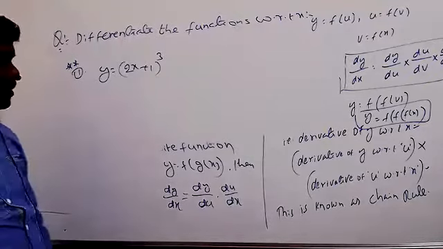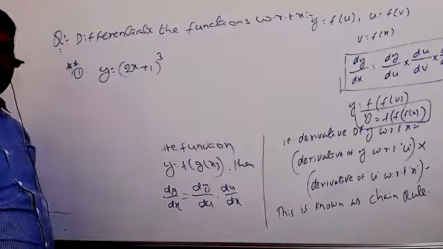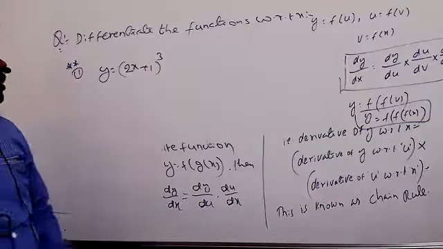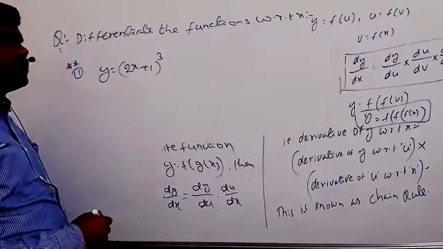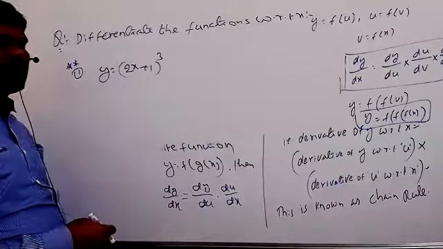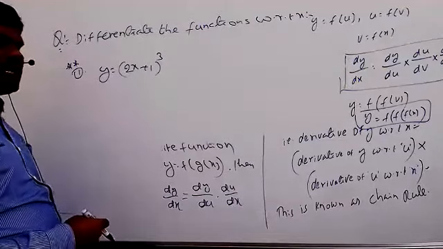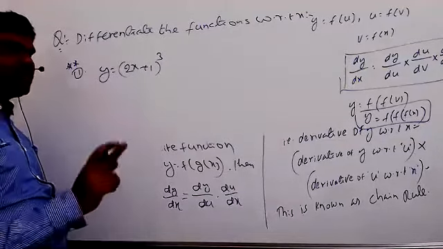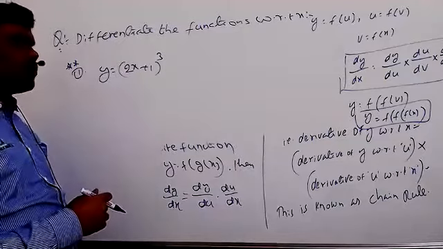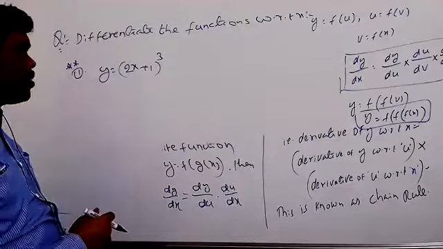Please tell me. Y equal to 2x plus 1 whole cube, we have to differentiate that. Sir, it will become 2 whole cube? Sir, we should first differentiate inside the whole cube? You can find it in two different ways. So the answer is 6 into 2x plus 1 whole square. Very good. 6 into 2x plus 1 whole square.